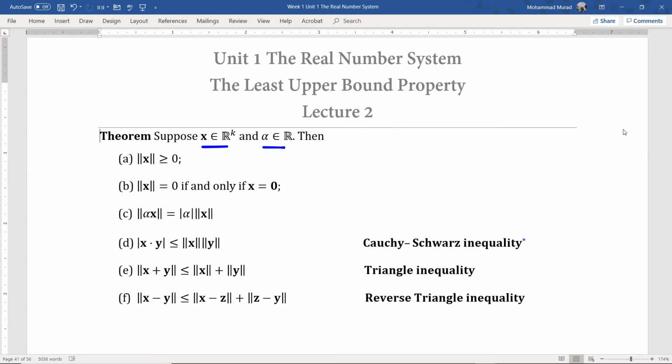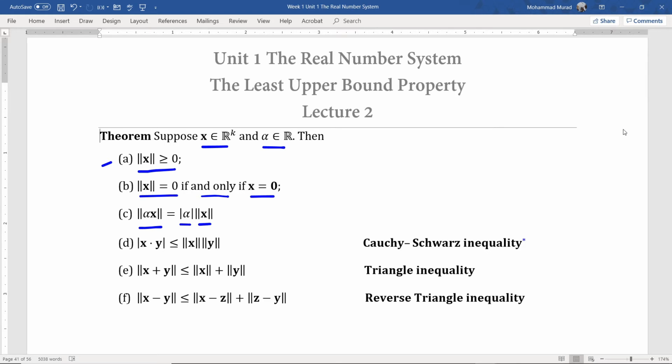Theorem. Suppose x is a vector in Rk space and alpha is some real number. Then the following statements hold true. A. The norm of a vector x is non-negative. Statement B. The norm of a vector x is equal to 0 if and only if the vector x is the zero vector. Statement C. The norm of the vector alpha x is equal to the product of the absolute value of alpha and the norm of the vector x.